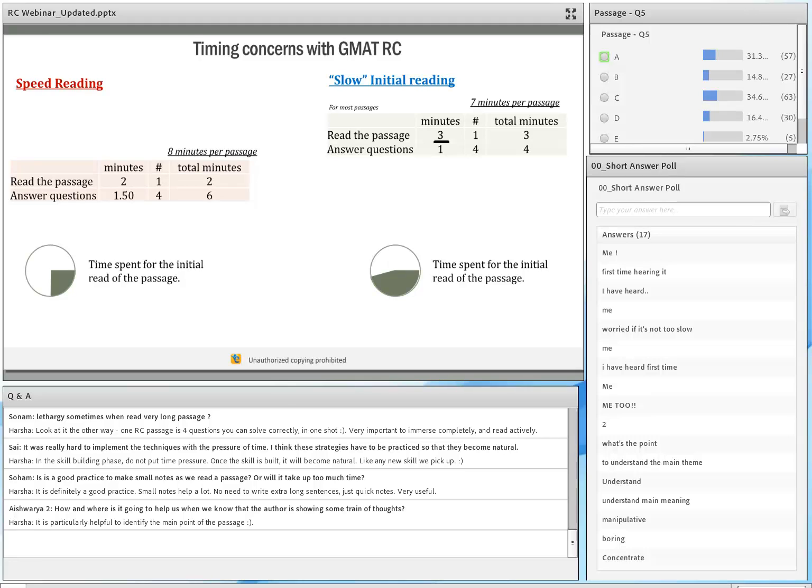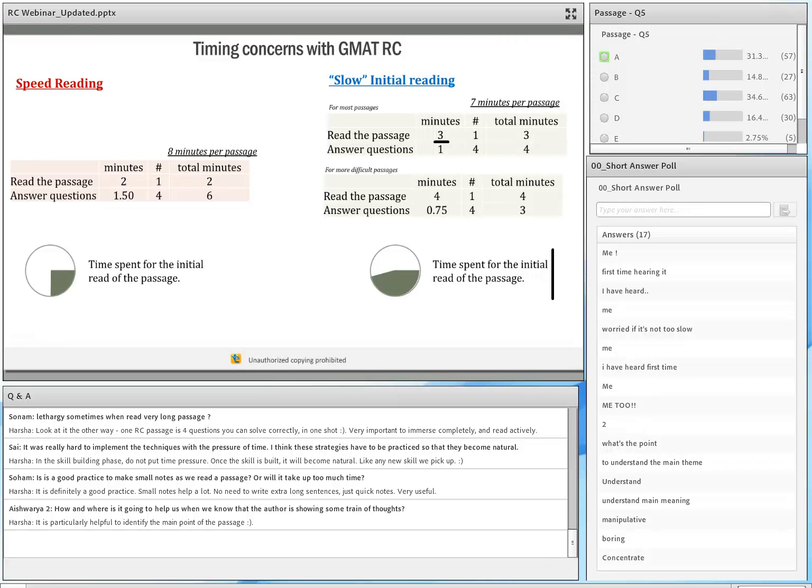If you get a difficult passage, you're going to take about 4 minutes to read it, but in a good chunk of difficult passages, it takes even less time to answer questions. Essentially you'd be able to finish a passage in about 7 minutes. All right, again, the time spent for that initial read is about 45% of your investment over there.